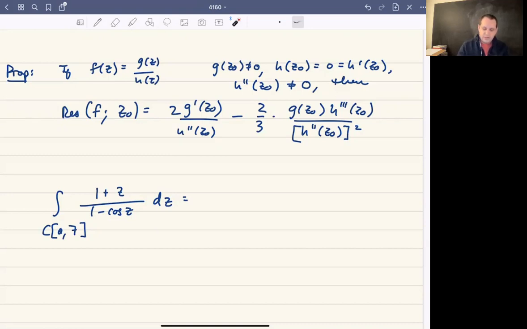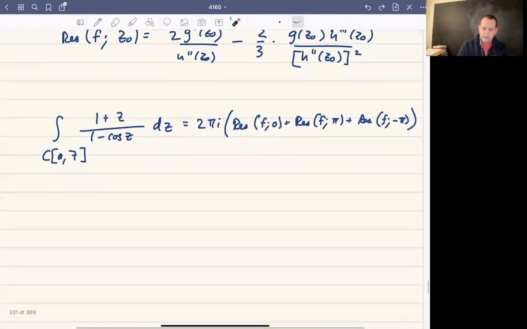And so this is our formula. The residue is going to be 2 times g prime of z naught over h double prime of z naught, minus 2/3 times this quantity: g of z naught times h triple prime of z naught, divided by h double prime of z naught quantity squared. So that's what we're looking at. We're going to apply the residue theorem. The only places where 1 minus cosine of z is going to be 0 is when cosine is 1. That'll happen at 0, and then plus or minus 2 pi, plus or minus 4 pi, and so on. But if we're restricted to the circle of radius 7, then the only values where that'll happen are 0, 2 pi, and negative 2 pi. So we just have to compute 2 pi i times the sum of those residues.